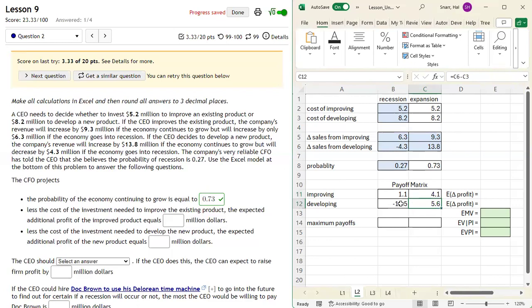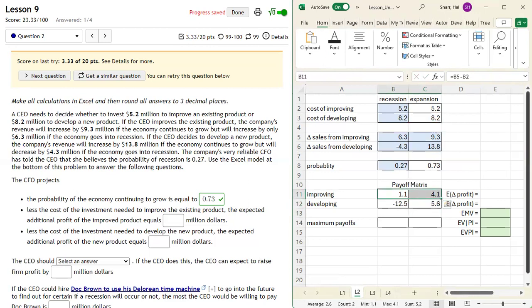If we go into recession and we develop the new product, our sales will drop $4.3 million. So the payoff matrix for that outcome is this negative 4.3 minus the cost of developing a new product. If the economy continues to expand, our increased sales from developing the new product is 13.8. But we have to net out the cost of developing that new product.